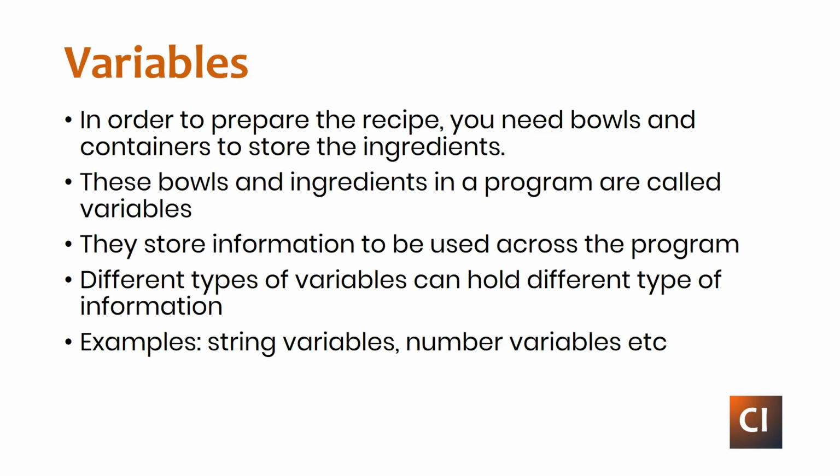Now, how do you store these blue and red colors in the program so that the computer can pick them up and use them? You can store the blue and red colors in a variable. Then when the user clicks button A, the program can just pick up that variable and display whatever color is in it. So take variables as containers of information that are used across a program. That's one very key thing about variables.